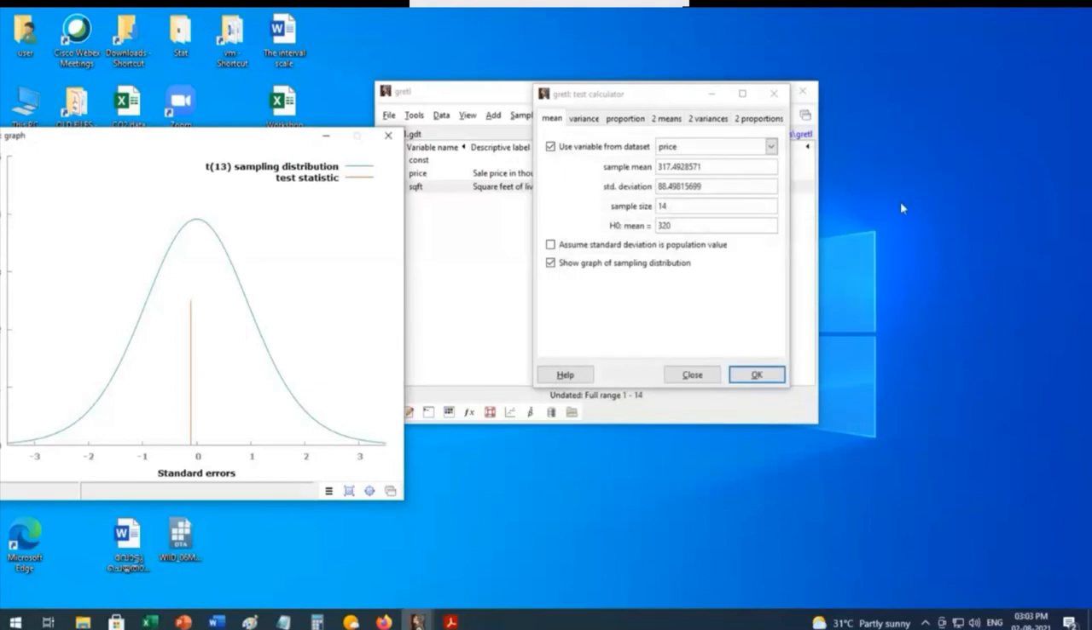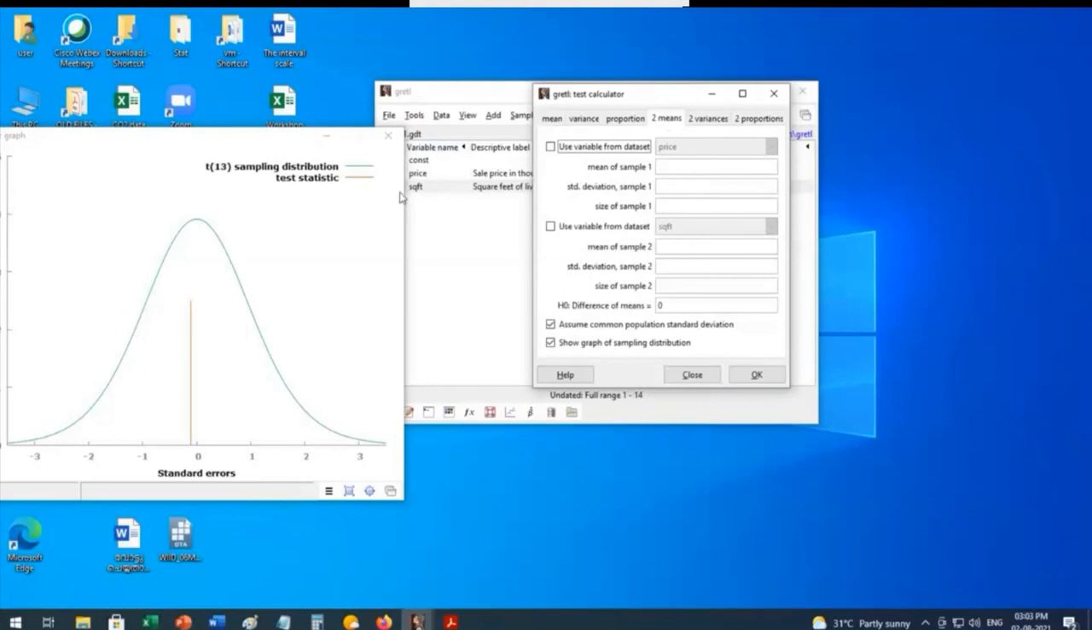Now suppose we want to compare two means. This price and square feet, of course, we cannot compare. I am giving this just for illustration. Okay. So if we click here, then the data will be entered here. Then we can click OK and carry out the test. So once we have entered the data, it is easier to do the hypothesis testing.